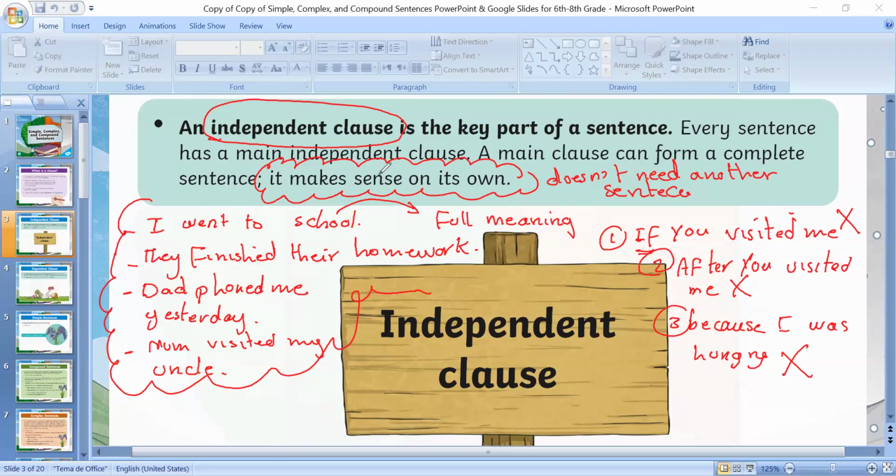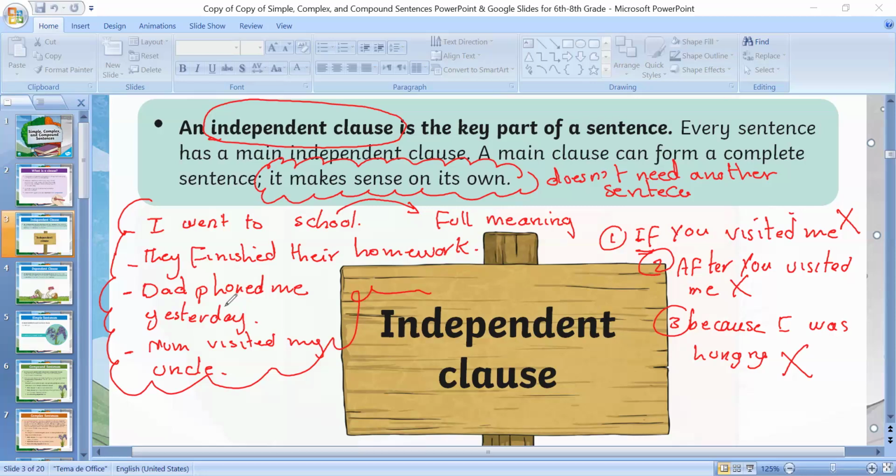Can I ask a question? Yes, sure. What is the meaning of "phone me yesterday"? What is the meaning of phone? Phone means called. Make a call on your phone. Phone is used as a verb and as a noun. Okay, mute your mic, please.